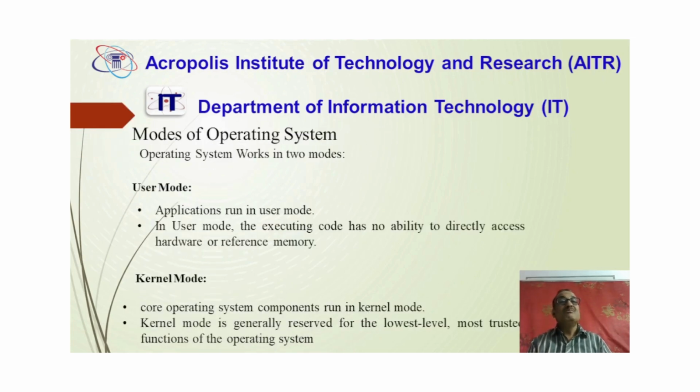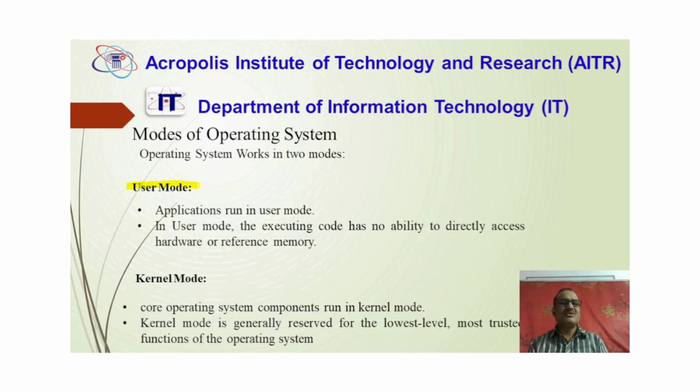Now, what are the modes of operating system? Operating system basically works in two modes. One is user mode and one is kernel mode. This is the important thing. User mode: when applications run, the operating system is said to be working in user mode. If I am working in MS Word, then the operating system is in user mode. In user mode, executing code has no ability to directly access hardware or reference memory.